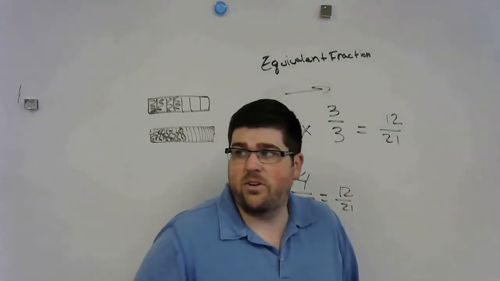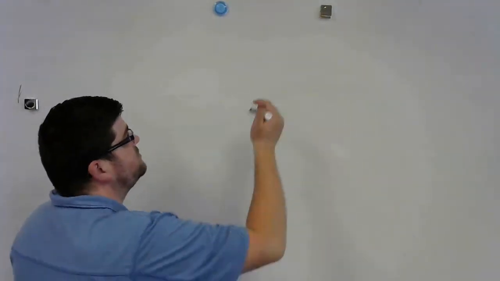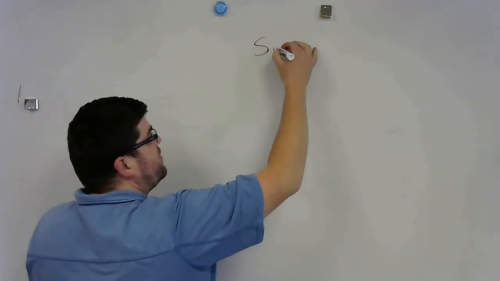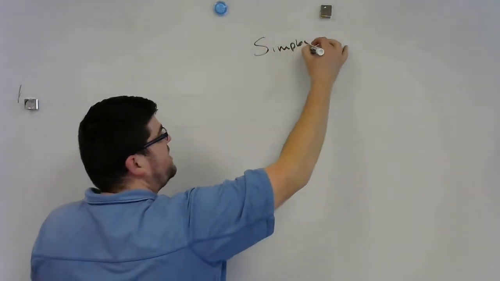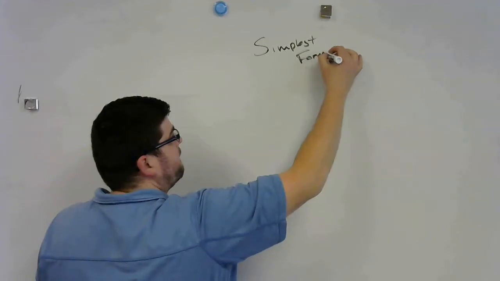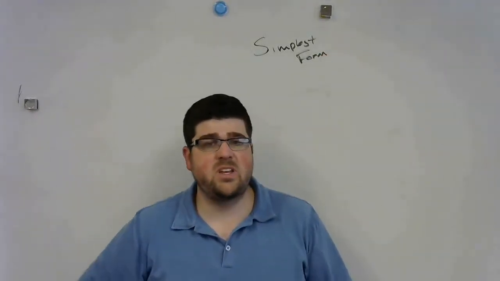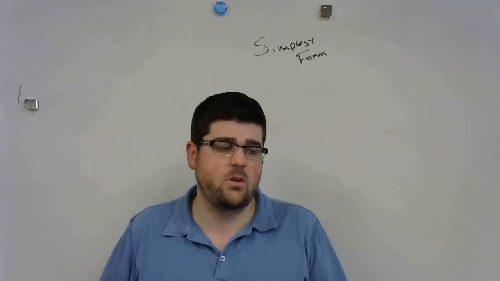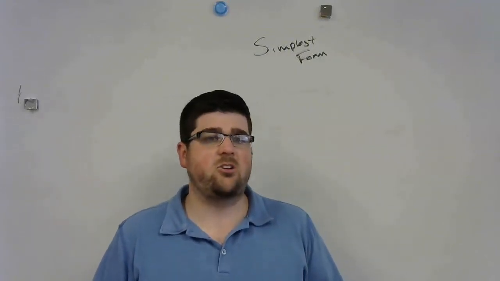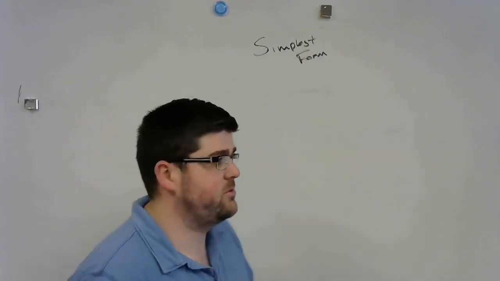Now let's get to a very specific type of equivalent fraction, and that's called simplest form. And you might already be remembering the jingle in your head. Simplest form factors. But what simplest form says is that sometimes we actually want to have a fraction that's worth the same amount, but that uses fewer pieces.